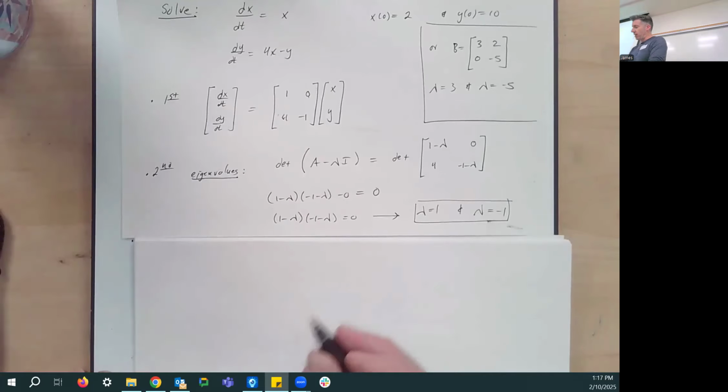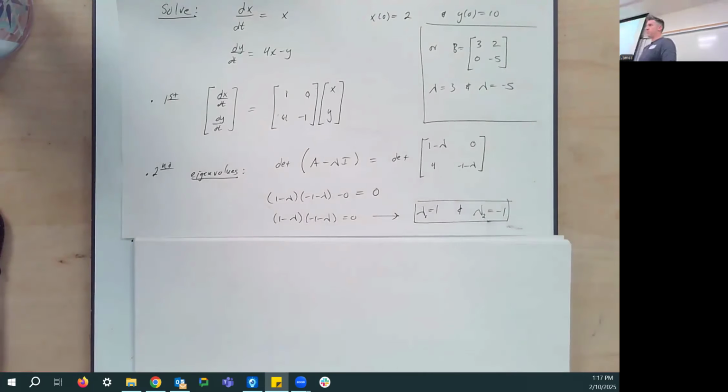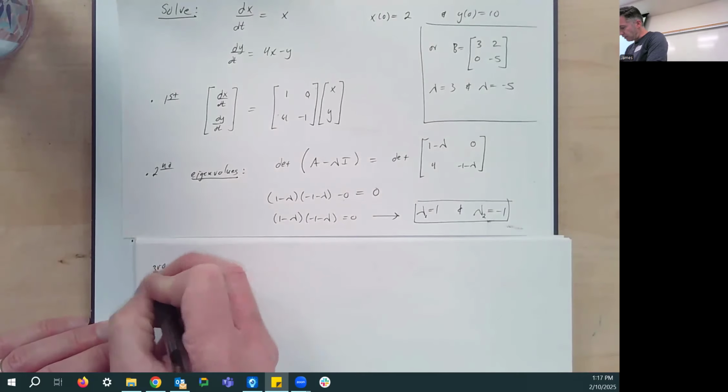So let's start off with, and I'm going to call the bigger thing lambda 1 and the smaller thing lambda 2. It's pretty typical, but again, it doesn't really matter. But I think it's necessary to label them as different things, just so we can keep track of which eigenvalues go with which eigenvectors. Speaking of eigenvectors, let's find them.